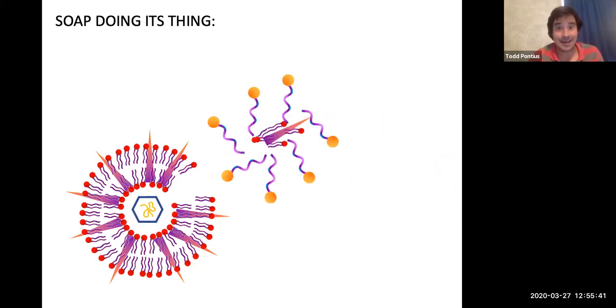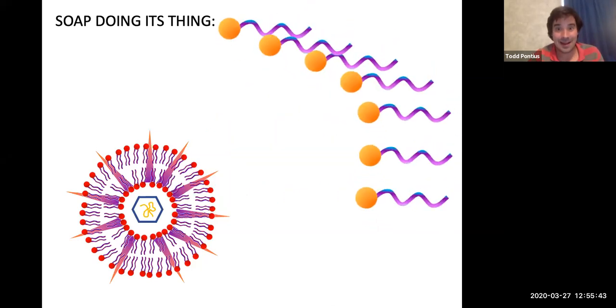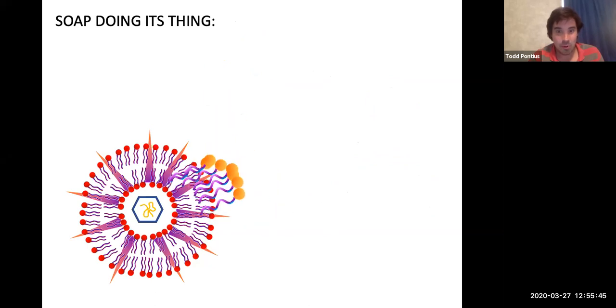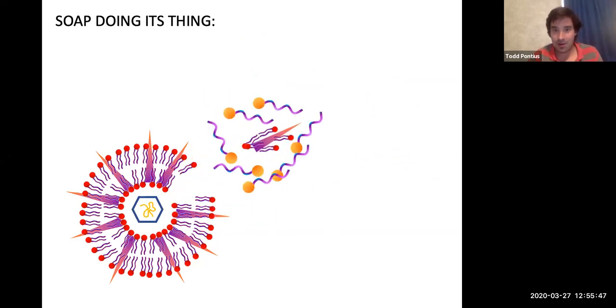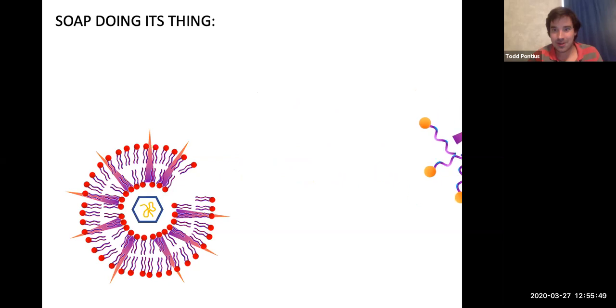Let's see that again. Whoop-pow! Whoosh! With its protective barrier gone, the virus will often go away with the water.